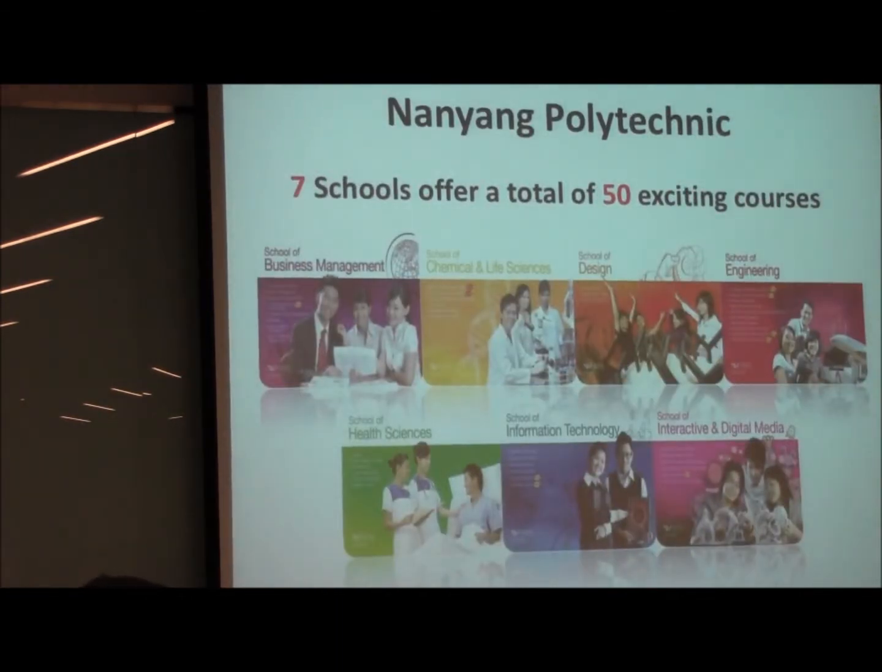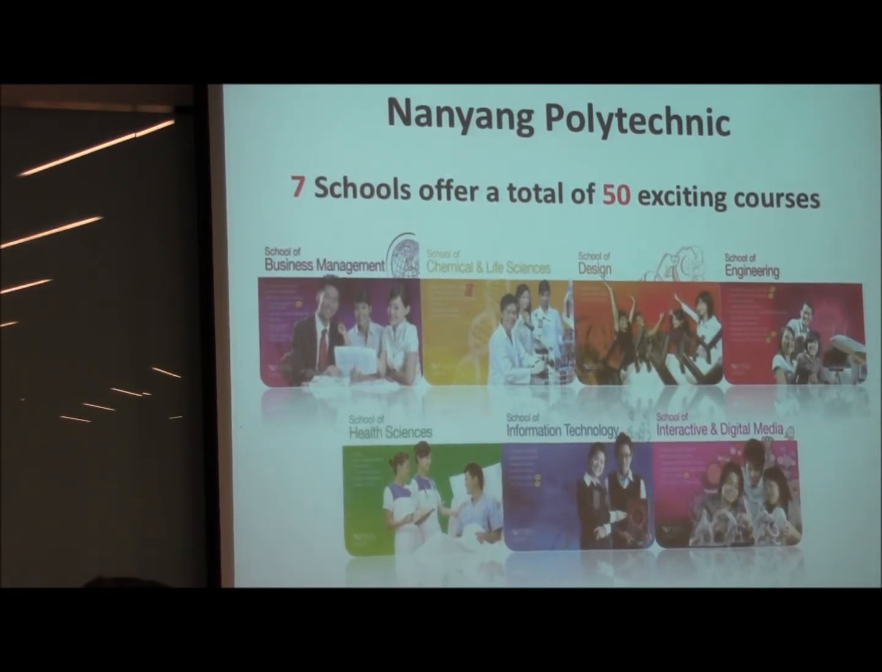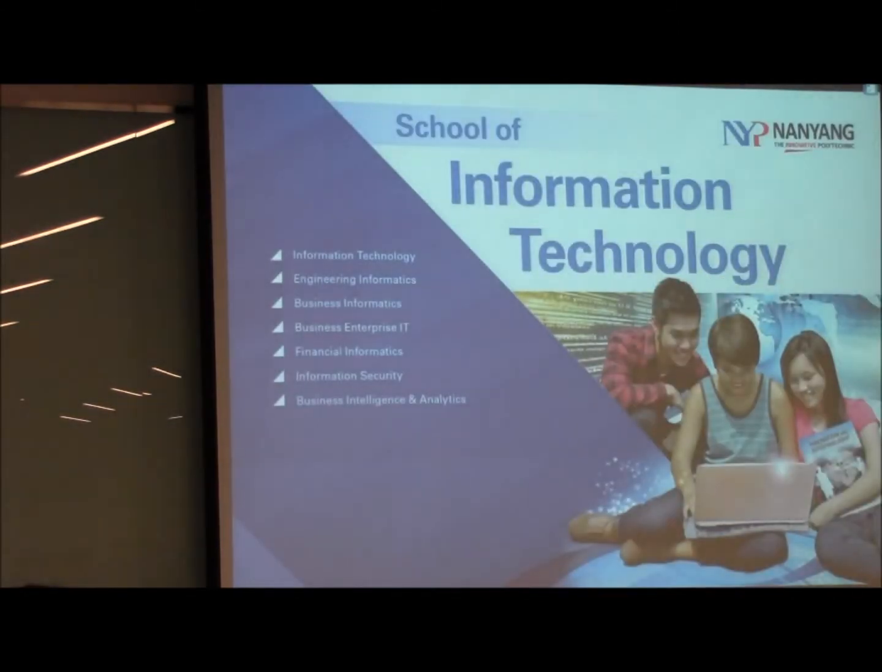This is some basic information. We have 7 schools offering about 50 exciting courses. This is a very important time for us. We all know that JAE starts. O-level results were just released, and our colleagues are busy on campus doing a recruitment drive. A lot of people are coming down to ask about these courses. So this is what we do.